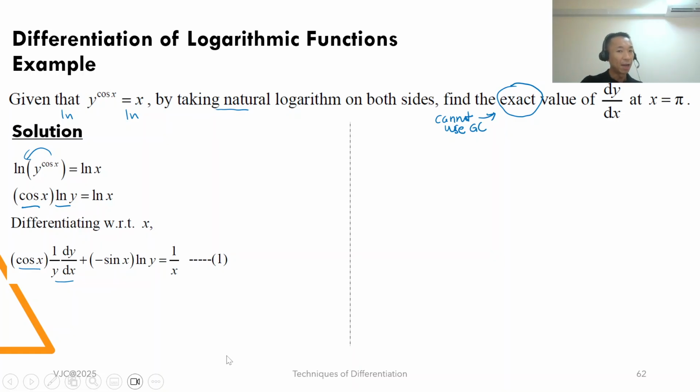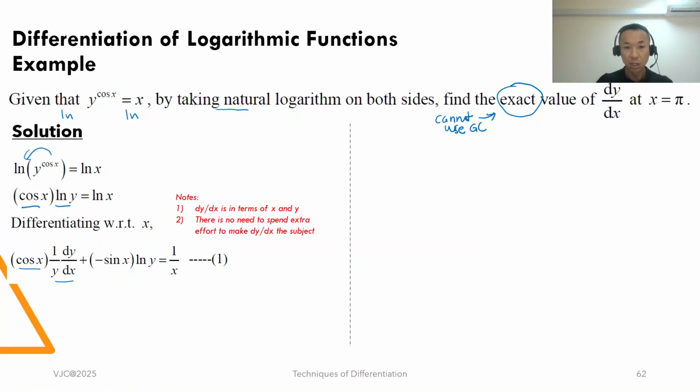Now, it may look complicated to you, so let's begin with the end in mind also. You are required to find the value of dy/dx at a particular x value. But two things I want to say. One is you look at the expression here, your dy/dx contains both x and y. Second, as long as you can find x and y, you just dump it inside and you can find dy/dx. So there is no need to spend extra effort to make dy/dx the subject.